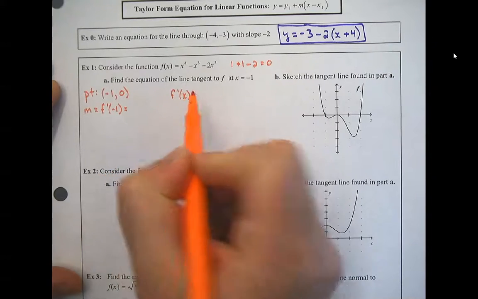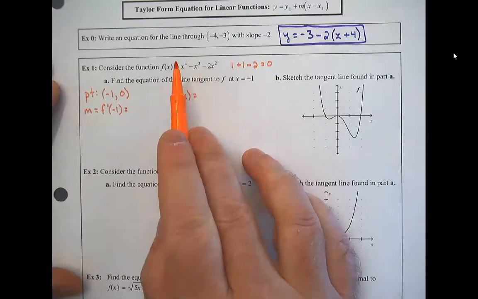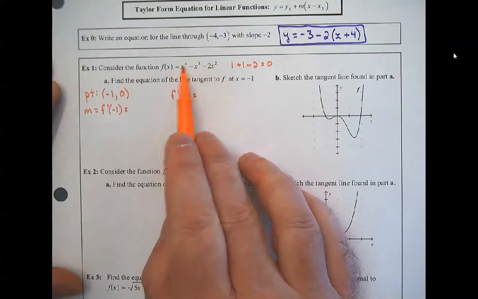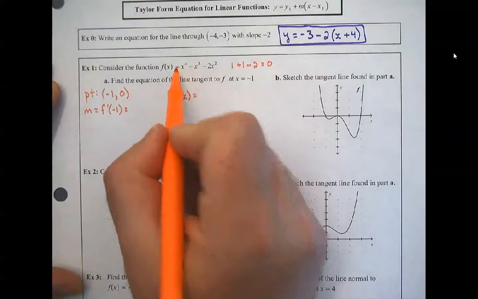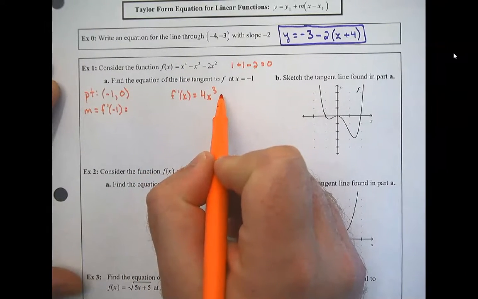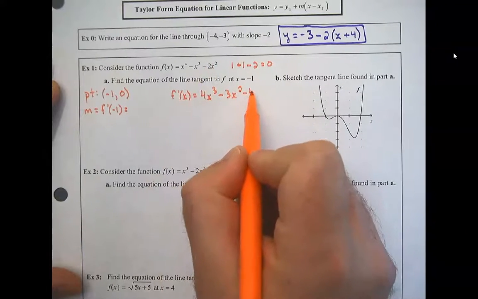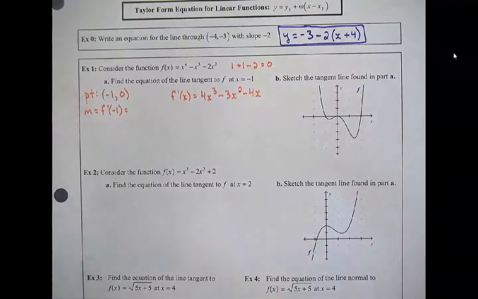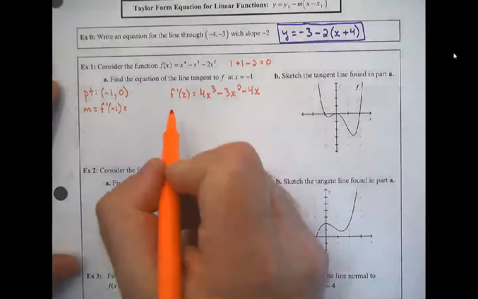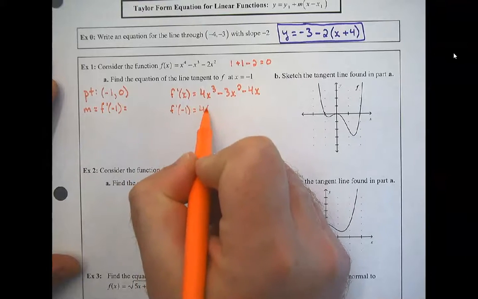I would always ask myself that question, what type of rule? This is just a difference rule, looks like, which means I derive each piece. Each piece is a power rule. So that's pretty straightforward. That was the rule we learned first. So multiply and then subtract 1. Multiply and subtract 1. Multiply and subtract 1. So there's the equation for my derivative. But I want the slope, and I want the slope at specifically negative 1. So I'm going to take negative 1 and substitute it in for all of my x's.